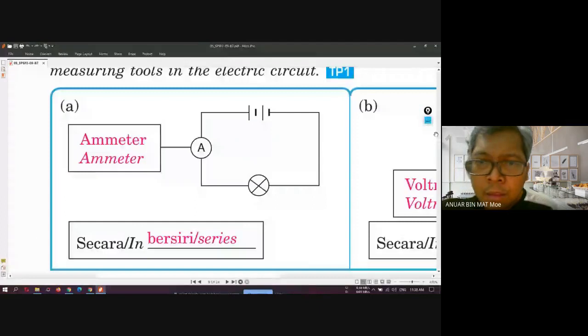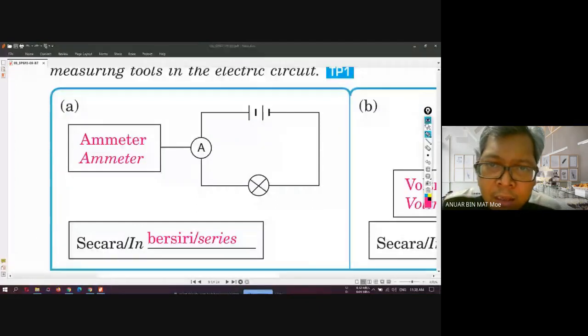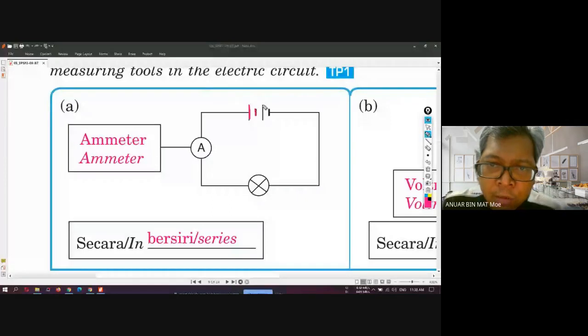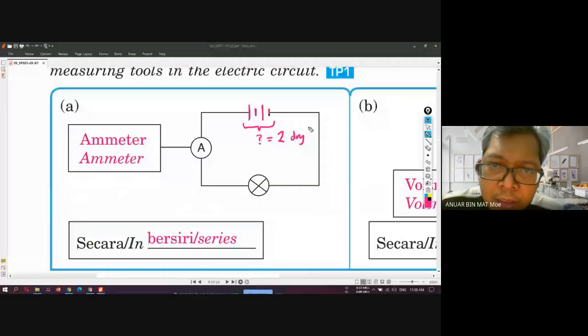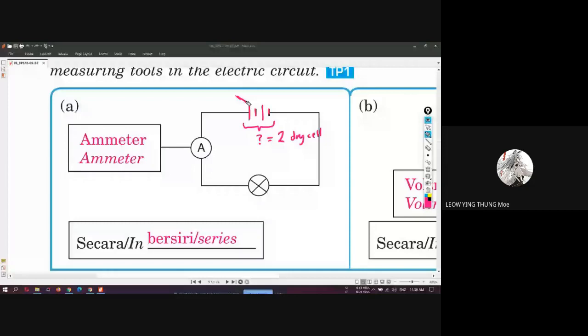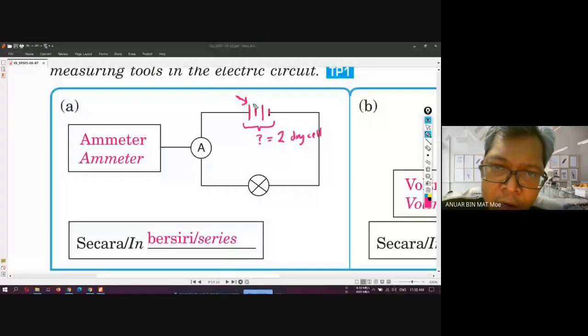If you can see here, there is a longer line and a shorter line. This is also a longer line and a shorter line. So in this symbol, how many dry cells do you think? 2. We have 2 dry cells. And the longer one, is it positive or negative? Positive. The longer one is the positive terminal, and the shorter line here is the negative terminal.